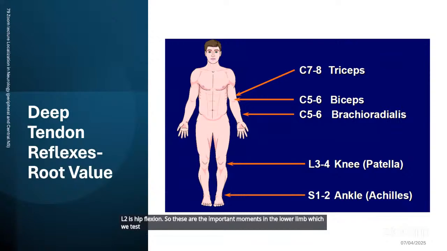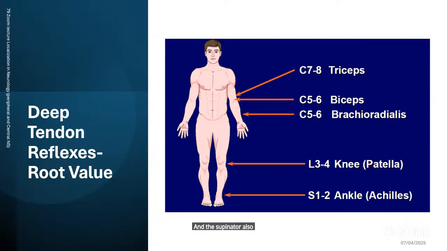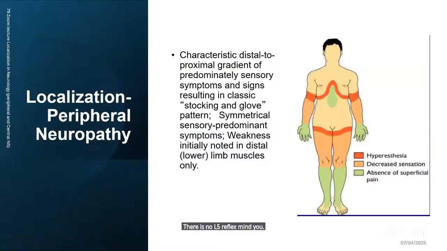Then the deep tendon jerks. If you remember, the triceps jerk is mediated mostly by C7. Biceps by C5, C6. The root values are very important to remember. And the supinator, or brachioradialis, C5, C6. The knee jerk is L3, 4 or L2, 3. And S1 is the ankle jerk. There is no L5 reflex, mind you. So that finishes the spinal part.